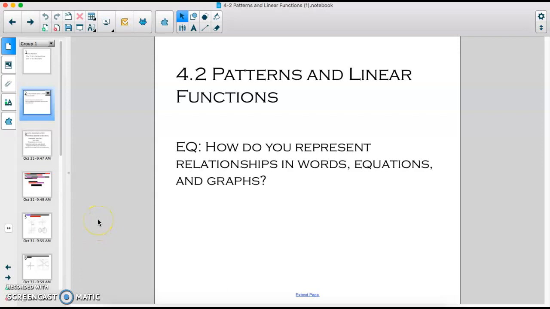All right, welcome to 4.2 Patterns and Linear Functions. Our essential question today: how do you represent relationships in words, equations, and graphs? This is part one. We're going to do the words and equations part of this today, and then tomorrow we'll work on the graphing part of it.